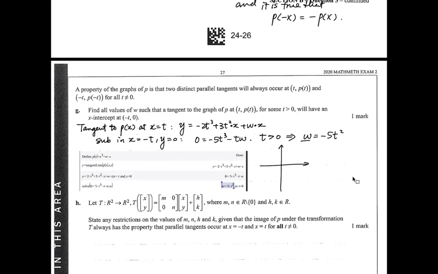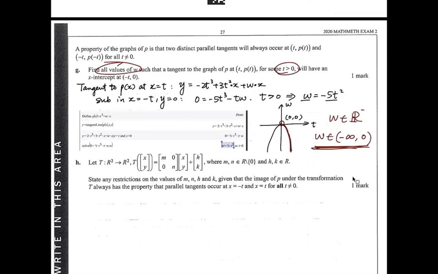Finally, with the W of t function, you just sketch a graph. So this is an inverted parabola, concaving down. The maximum value is (0, 0). With the given domain t greater than 0, you can see W is all negative real numbers, or you just say W is negative infinity to 0. All values of W. With the CAS calculator, your good friend, very easy.